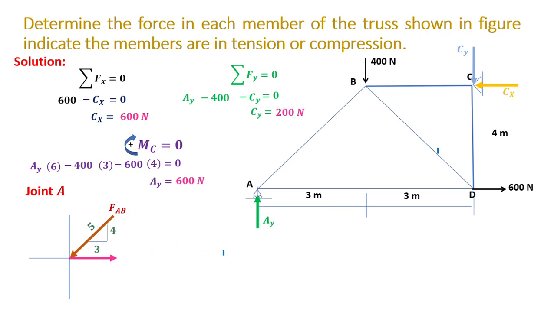Next. So, FAD is tension. AY, compression. So, summation of forces ng Y, pwede naman. Summation of forces ng X, pwede rin. Kaya ang problema, dalawa yung ano natin. Kaya, Y muna tayo. So, 600 minus FAB, 4 over 5, is equal to 0. So, solving for the value of FAB, we can get 750. So, nakuha na natin value ng 750, which is compression.